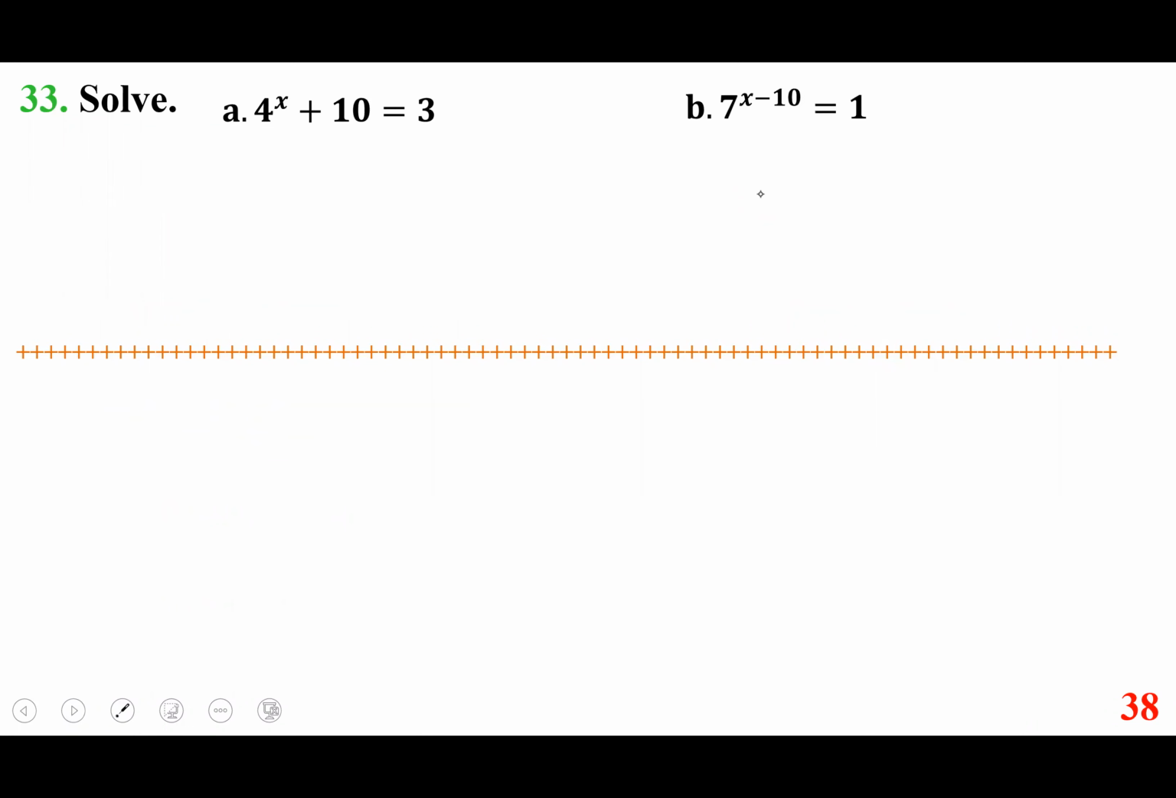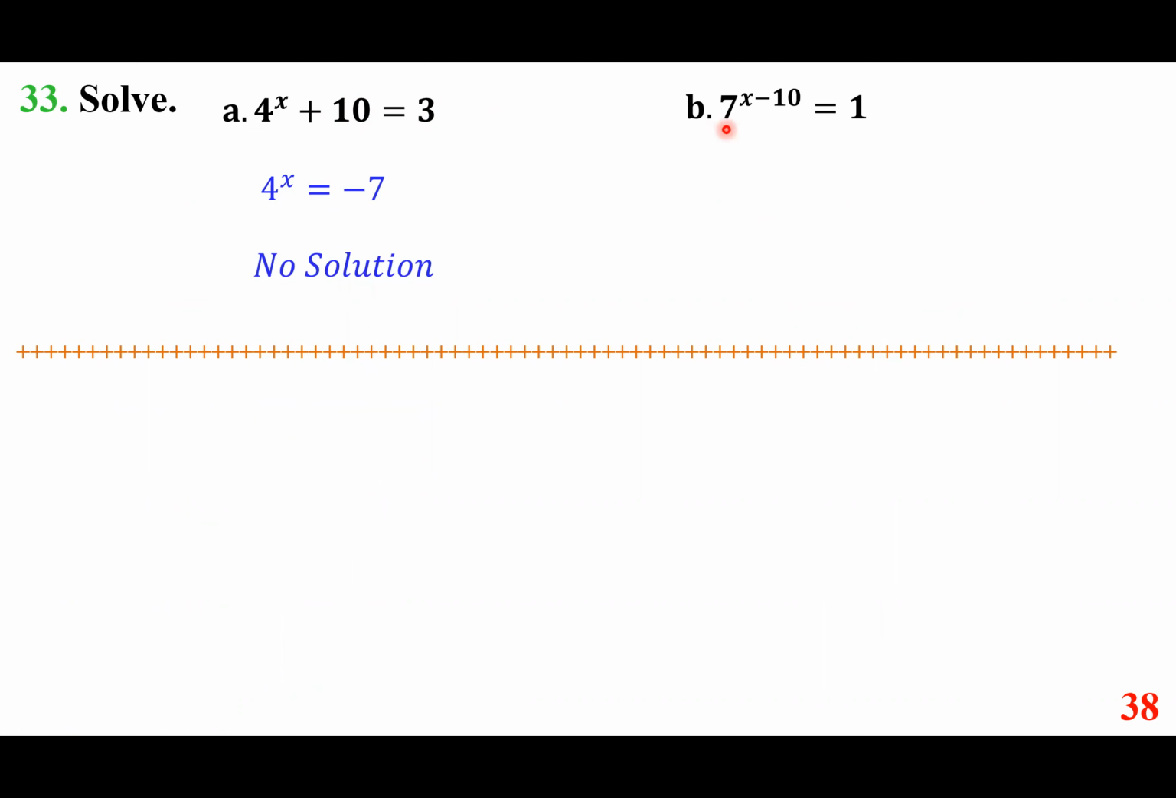We want to solve this. First and foremost, we're going to subtract 10 from 3, and it becomes negative 7. And this has no solution because the range for a basic exponential function is 0 to infinity. So 4 to the power of x can never be negative, can never be 0 either.